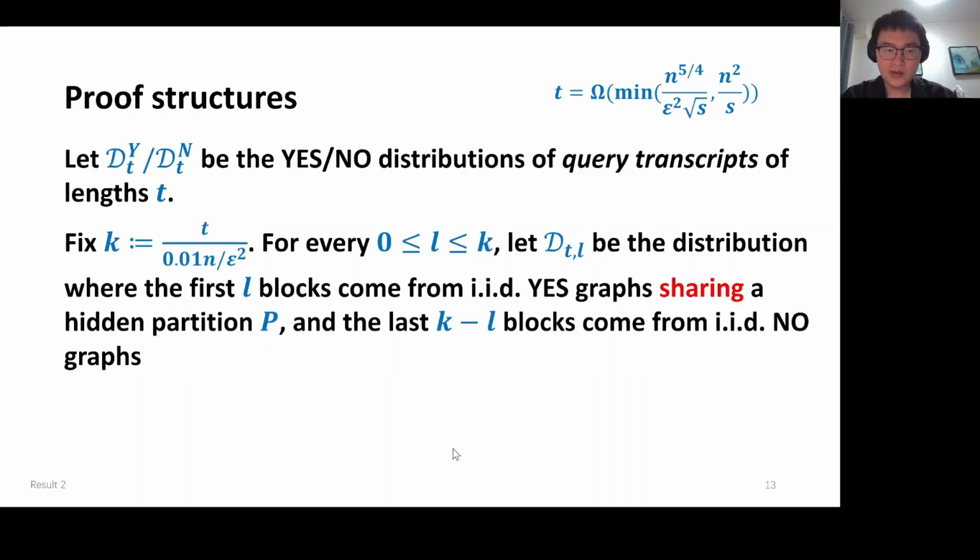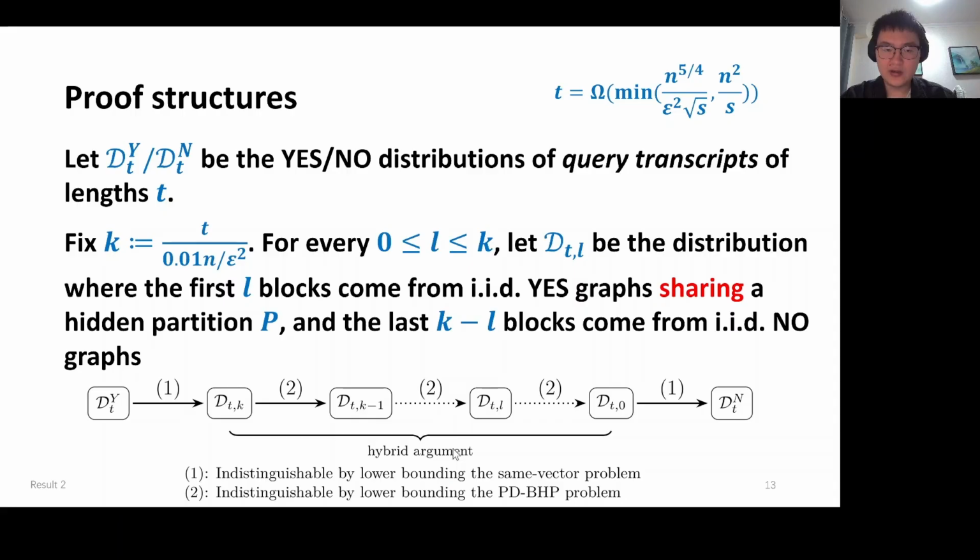More formally, we let D_yes^T and D_no^T be the yes and no distributions of query transcripts of length T. We fix k to be the number of blocks, and we introduce intermediate query transcript distributions to which we will apply the hybrid argument. For every L between 0 and k, we let D^T_L be the distribution where the first L blocks come from independent yes graphs sharing a hidden partition P, and the last k minus L blocks come from independent no graphs. That means that D^T_k is a distribution where the k blocks are all independent yes graphs that share a hidden partition P.